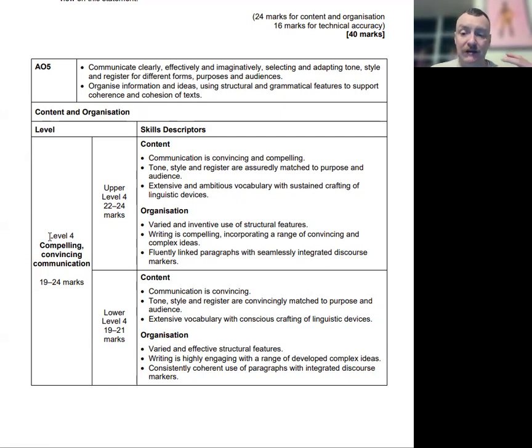You're aiming to show the examiners that you've got adult level vocabulary, you've got adult level command of description, tone, style, register of punctuation. Okay. So for the skills descriptors here, communication is convincing and compelling.